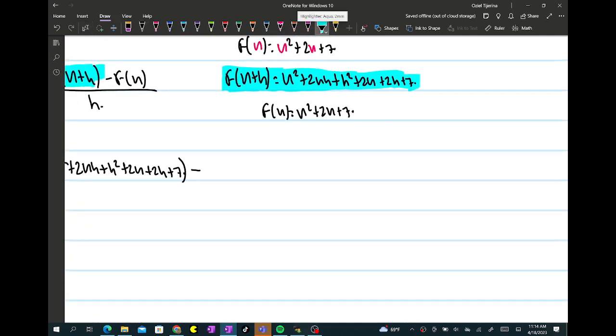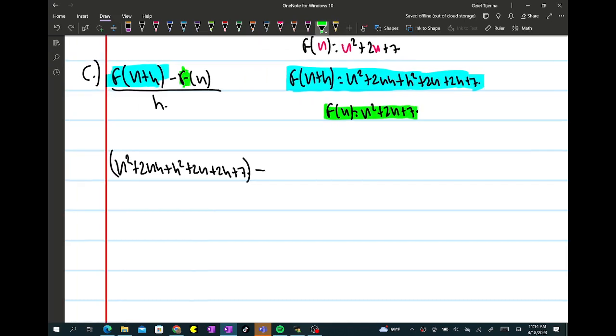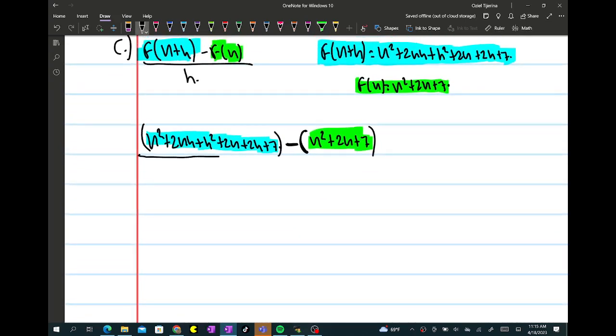Now, this is what I would put in for f of u. So right here, and don't forget the minus sign. However, because we're subtracting, we always put parentheses. So we're going to do parentheses, and we're going to do u squared plus 2u plus 7. So really what I'm doing here, for those of you that are visual learners, this is f of u right here, this blue one, and then minus, and then this one is u squared plus 2u plus 7. Okay, now we're putting this all over h.